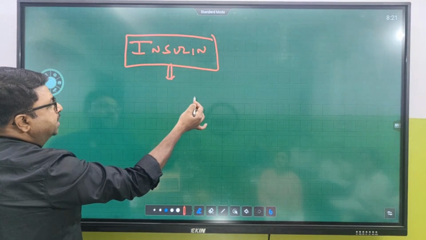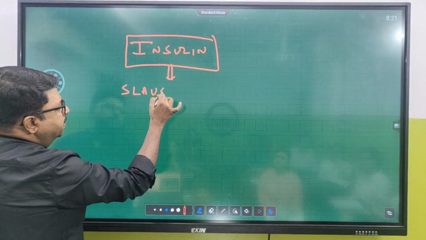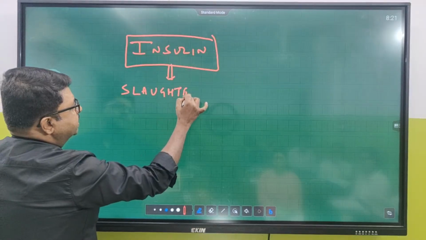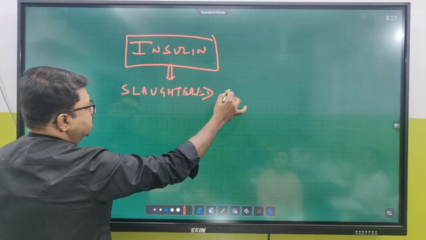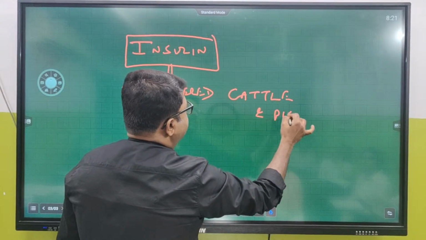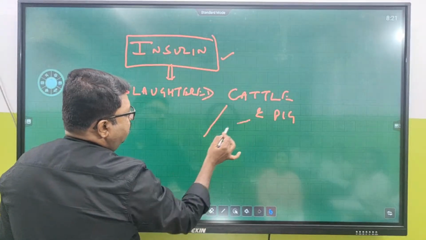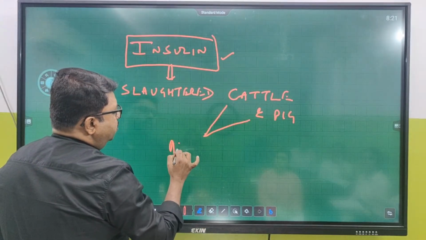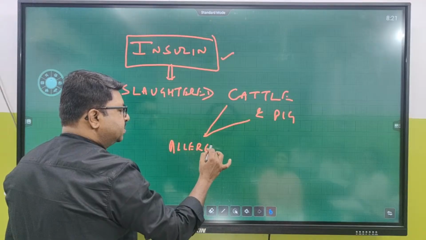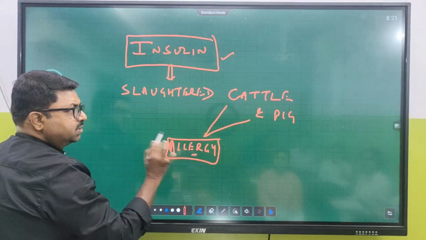So before biotechnology came into place, we used to depend upon slaughtered cattle and pig. So we had to depend on slaughtered cattle and pig for insulin. And with this insulin which we got from cattle and pig, definitely we are going to get the effects of the insulin, but along with that, we are going to have unwanted allergic reactions.